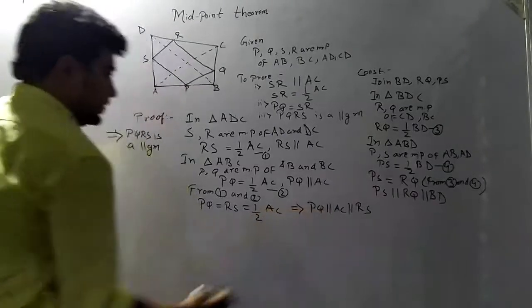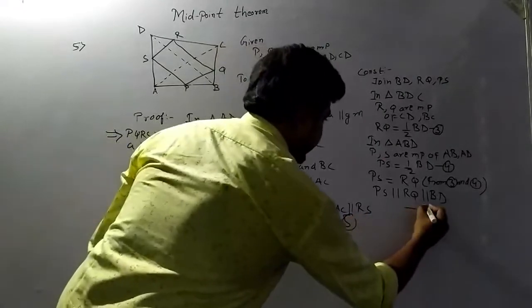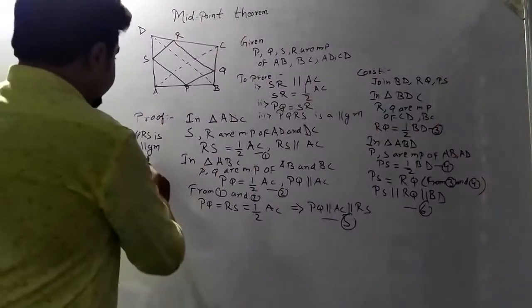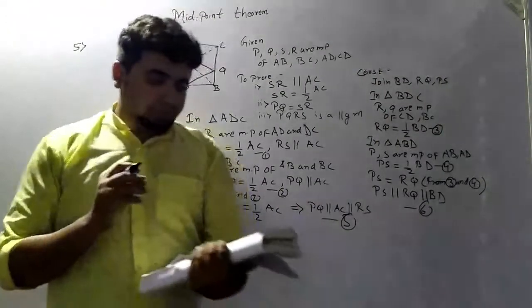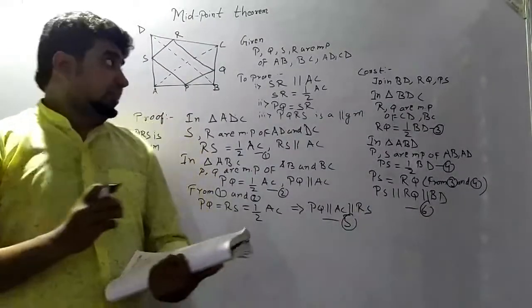From the above discussion, since this is 5 and this I am taking as 6, we can say that PQRS is a parallelogram. So these were the 3 parts which I had to prove. So this is question number 5. So we have completed up to question number 5.